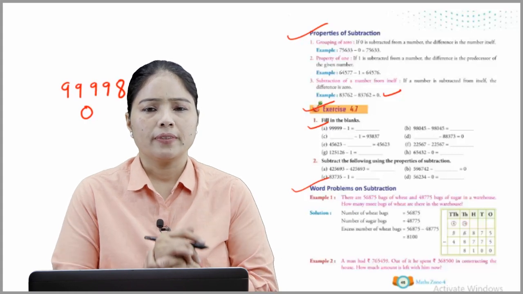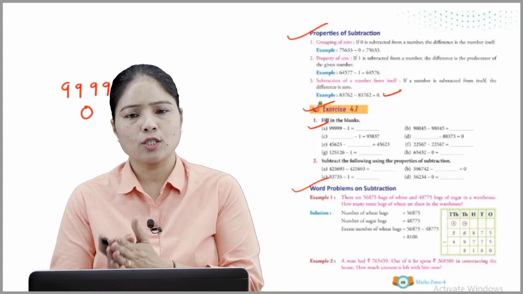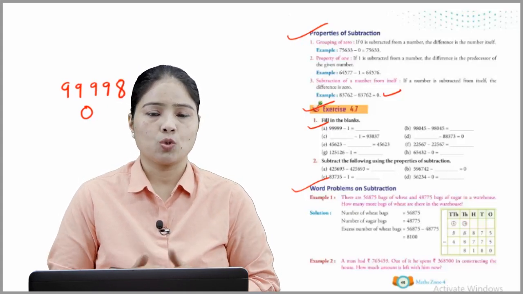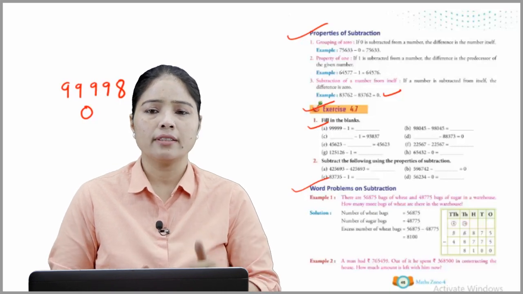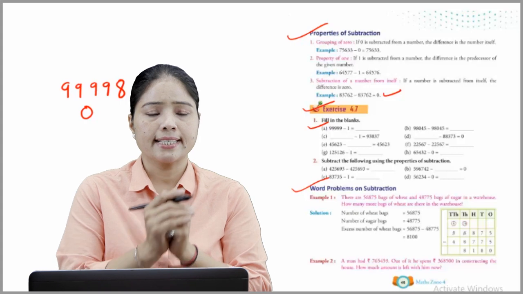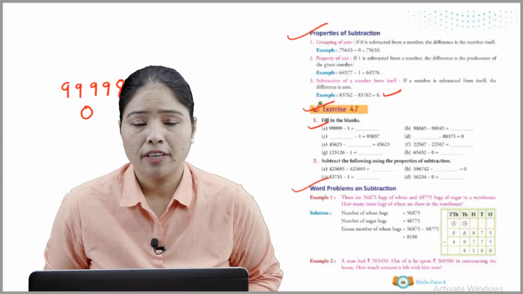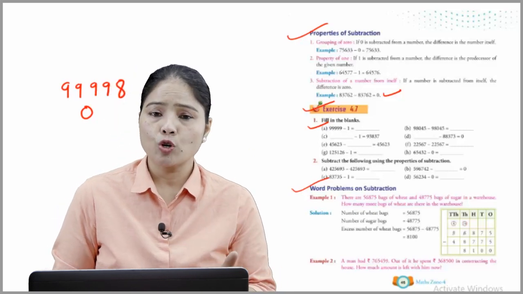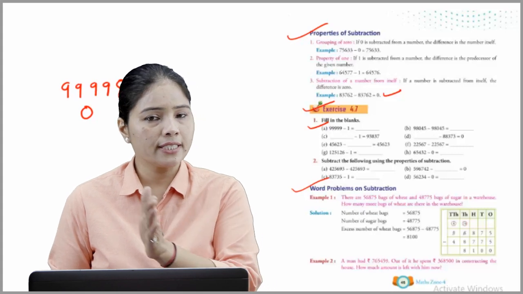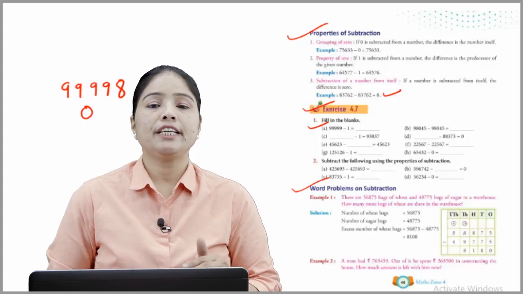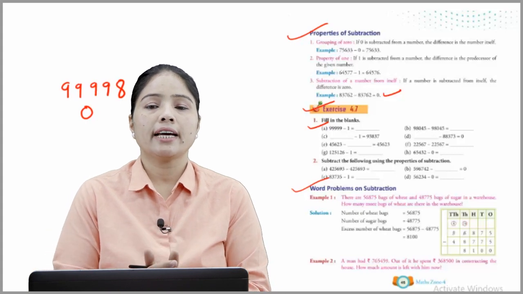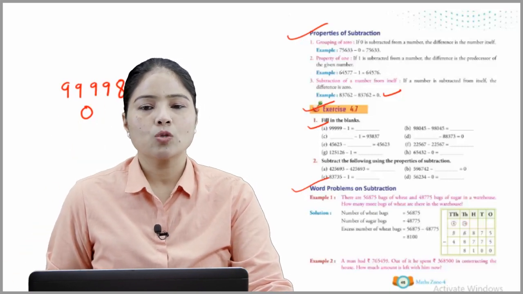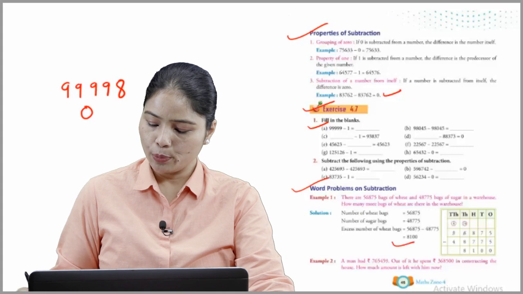Example number 1. There are 56875 bags of wheat and 48775 bags of sugar in a warehouse. How many more bags of wheat are there in the warehouse? Yes, solution is number of wheat bags. Wheat bags कितने हैं बेटा? 56,875. Number of sugar bags 48,775. Excess number of wheat bags, तो ज़्यादा कितने हो गए? हमने क्या करा, दोनों को माइनस करने पे हमारा आंसर आया. So the answer is 8,110. Okay बेटा, I hope you understood.